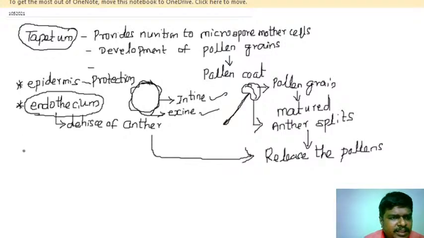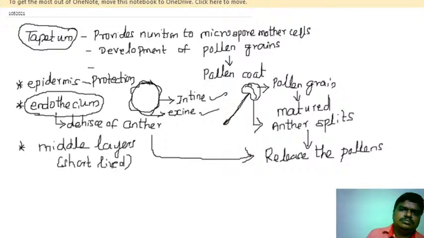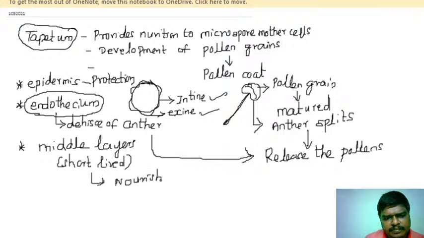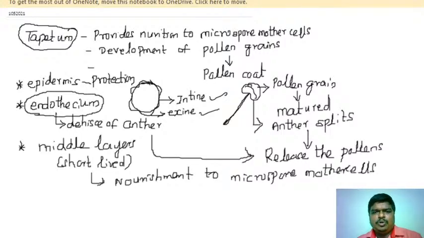Similarly, the other layers are called middle layers. The middle layers are short-lived, and these also provide nourishment and nutrients to the microspore mother cells. These are the functions of the 4 layers.